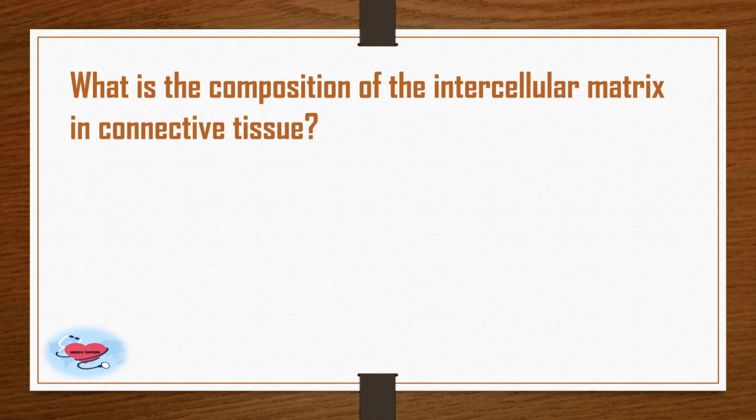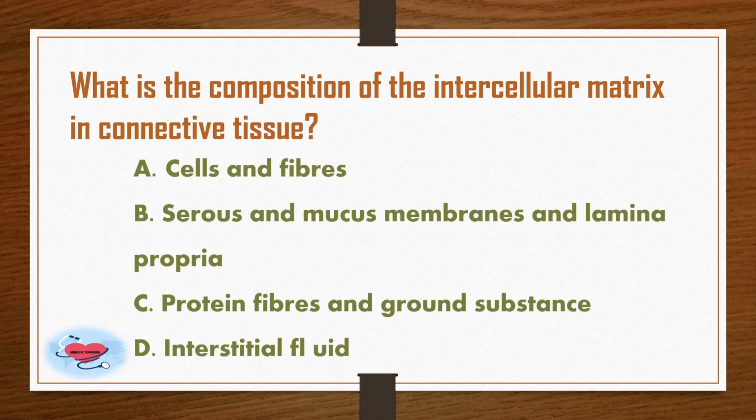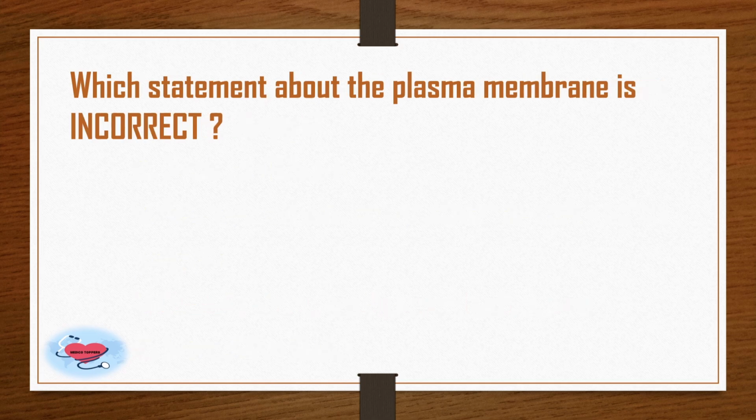What is the composition of intercellular matrix in connective tissue? Cells and fibers, serous and mucous membranes and lamina propria, protein fibers and ground substance, or interstitial fluid? Answer is C. Intercellular means between cells. So matrix is fibers and ground substance, but no cells.